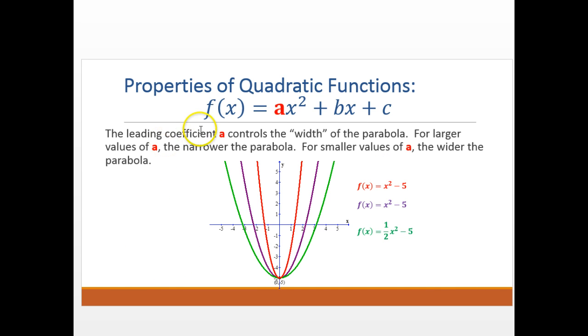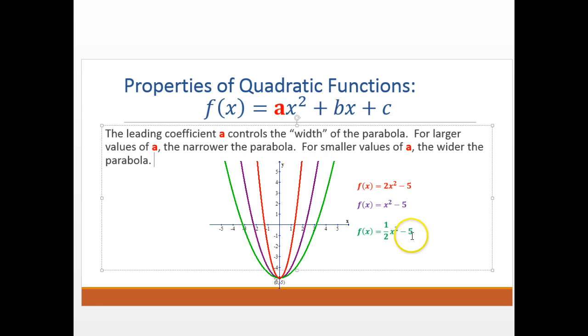Now, a also has another property. It controls the width of the parabola. For large values of a, the parabola is very narrow, and for small values of a, the parabola is much wider. Here, the purple graph is the original graph, f of x equals x squared minus 5. The red graph is simply f of x equals 2x squared. In this case, notice how much narrower the graph is. And finally, the green graph is f of x equals 1/2 x squared minus 5.